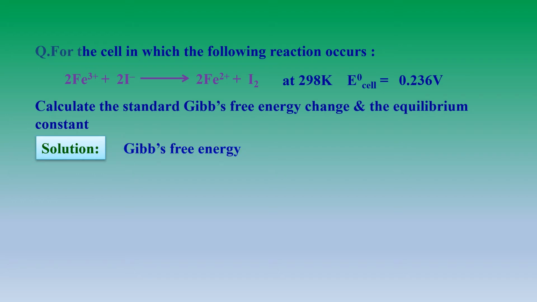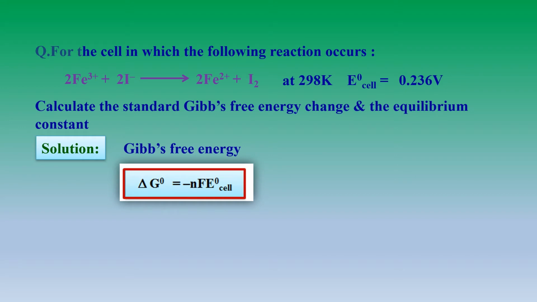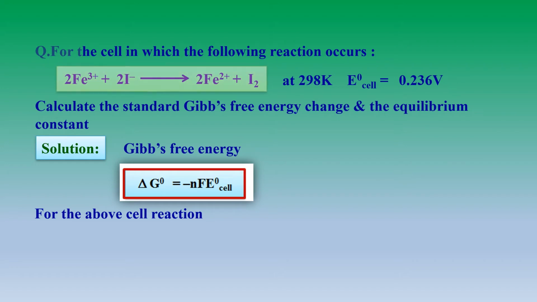Gibbs free energy change can be calculated using the formula ΔG° is equal to minus nFE° of cell. For the above cell reaction, the n value is equal to 2. How is n equal to 2? Look here, Fe³⁺ is becoming Fe²⁺ by gaining 1 electron. But we are multiplying by 2, so that's why it is 2 electrons here.